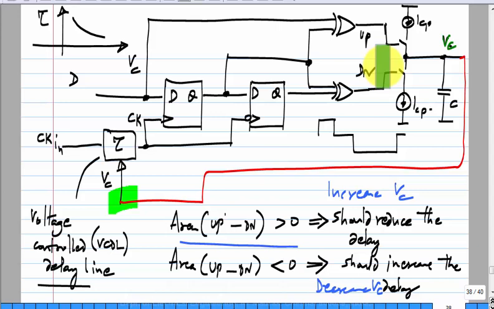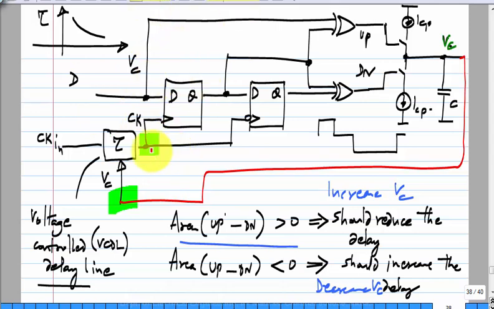So at that point, if the widths of up and down have to be equal, what does it mean? What does it mean if the width of up and down are equal? No data transition, no. If there's no data transition, there is no output from the phase detector. Yeah, the rising edge of this clock is in the middle of the data period, which is exactly what you want. So we have clock recovery.